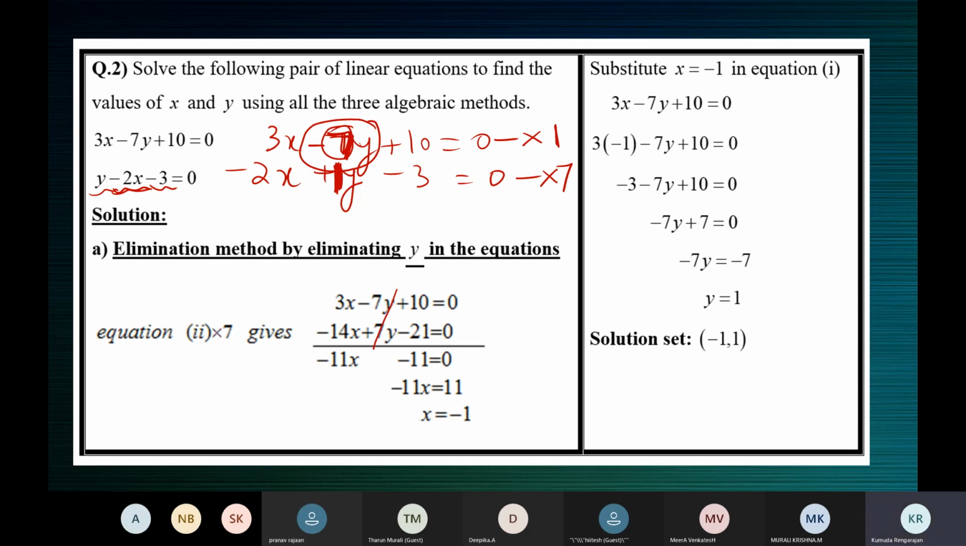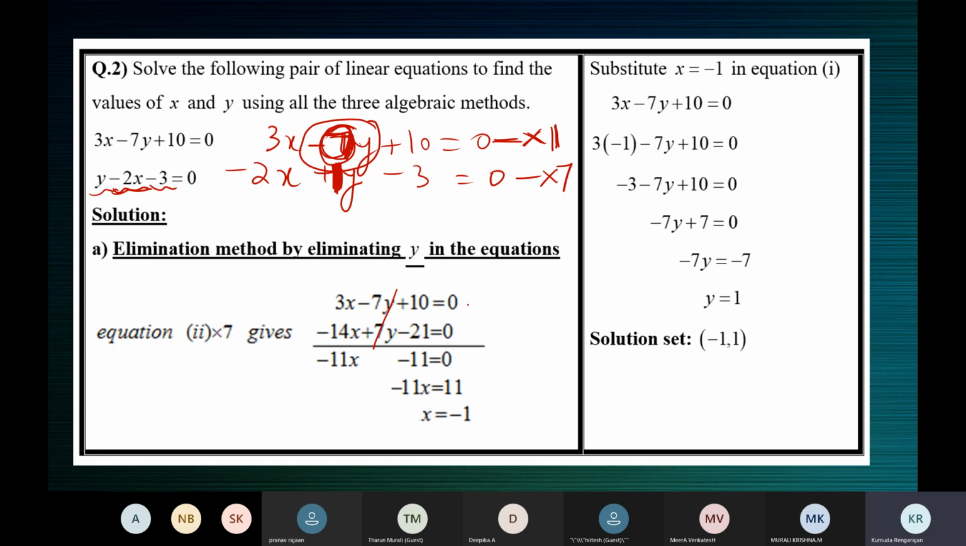If you wish to eliminate y, you must make the coefficients of y the same in both the equations. The coefficients are 1 and 7. The LCM of 1 and 7 is 7. So in the first equation, you already have 7y. I told you, ignore the sign. It's already 7, so it's like you multiply by 1. When you multiply by 1, you get the same equation. In the second equation, the coefficient of y is 1, so we multiply by 7 so that we get 7y.